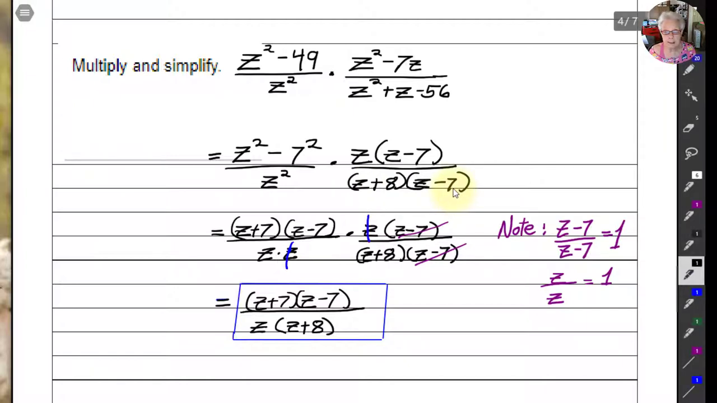Now we start canceling. z minus 7 over z minus 7 is 1. That's why they cancel. z over z is 1. That's why they cancel. Unfortunately, I don't have anything else that cancels. So I'm left with z plus 7 times z minus 7 over z times z plus 8.